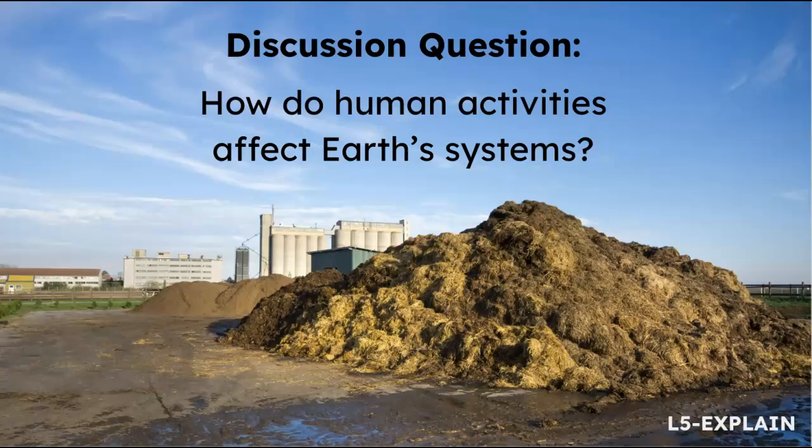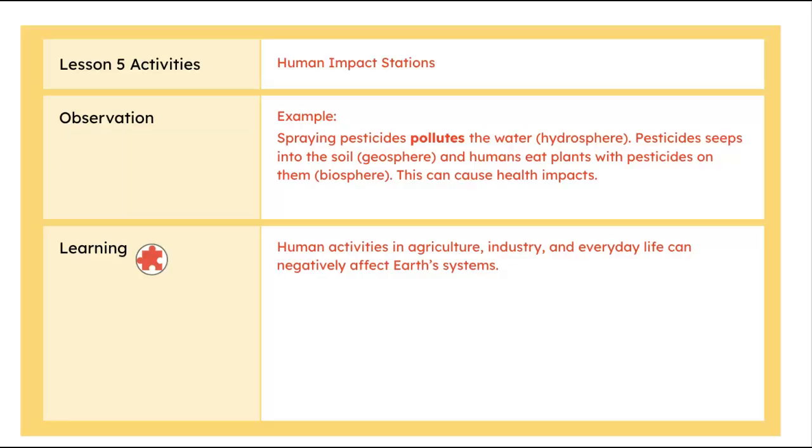For the Explain portion, you'll bring the class together and lead a discussion about the effects of human activities on Earth's systems. You'll use the questions provided to guide your discussion around the question, how do human activities affect Earth's systems? The goal of this class discussion is to identify the cause and effect relationship between human activities and Earth's systems. You'll use the discussion to create the Lesson 5 summary chart.